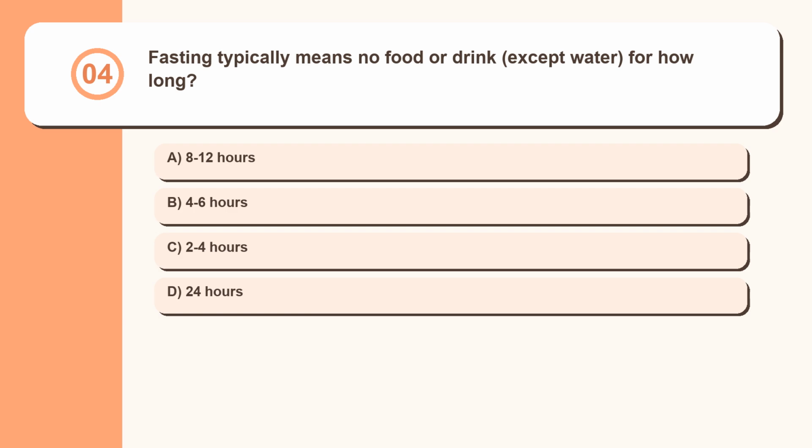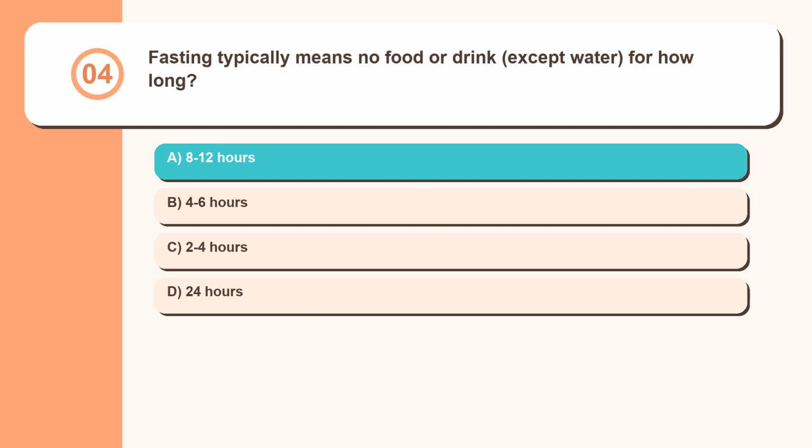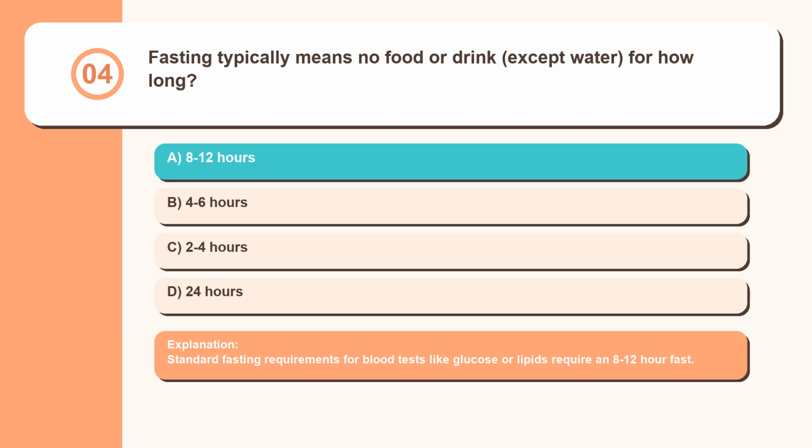Question 4. Fasting typically means no food or drink, except water, for how long? 8 to 12 hours, 4 to 6 hours, 2 to 4 hours, 24 hours. Standard fasting requirements for blood tests like glucose or lipids require an 8 to 12 hour fast.